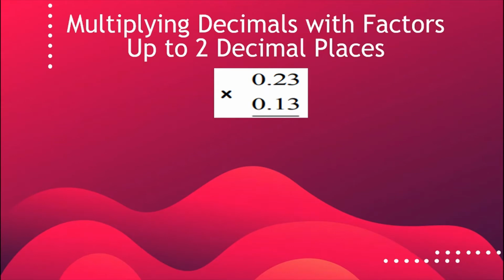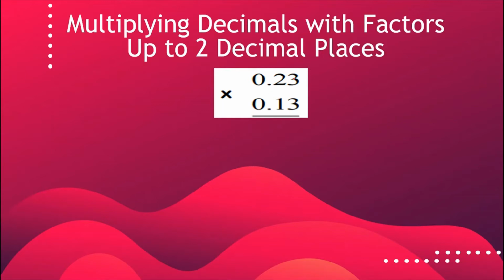Now this time, let's start with multiplying decimals with factors up to 2 decimal places. Always remember, students, that in multiplying decimals, there is no need for us to align our decimal point, because we will apply our decimal point after we have found our product. Now for this one, we will multiply 23 hundredths times 13 hundredths.